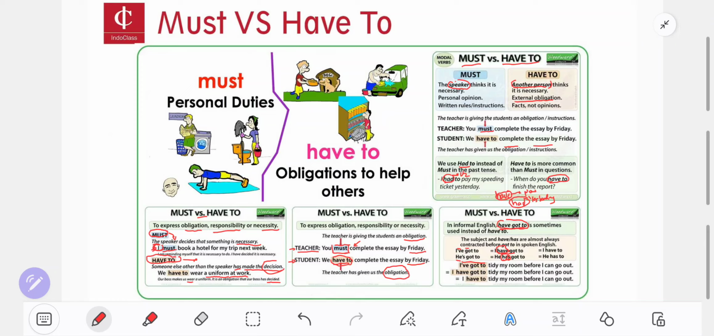I hope you understand what I am teaching you about the difference between must and have to, when we use the word must and when we use have to.